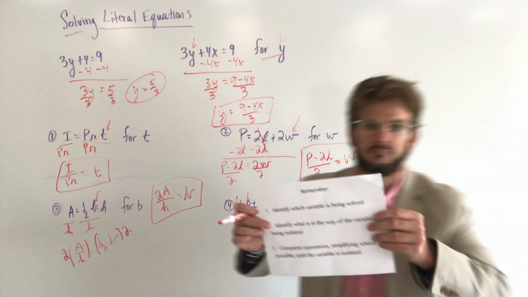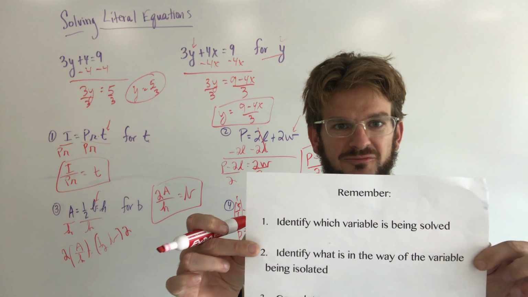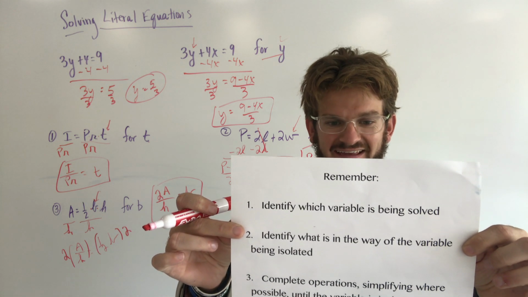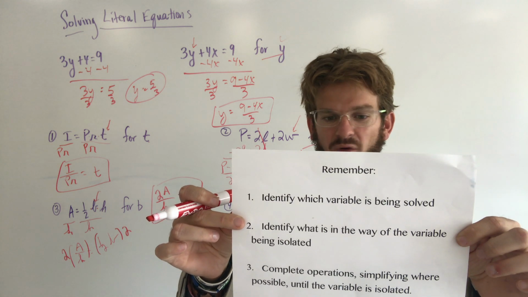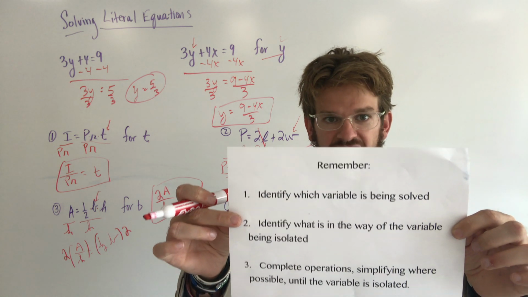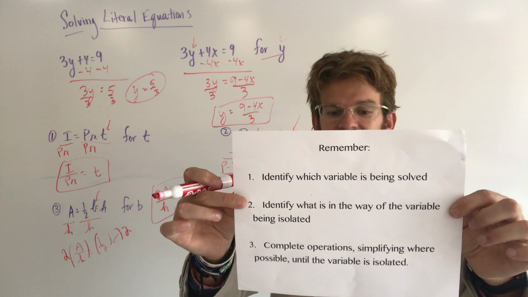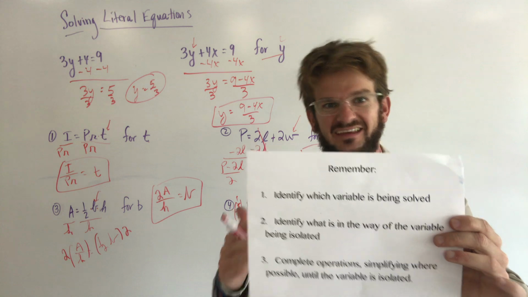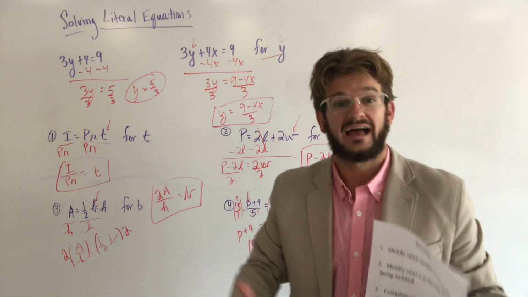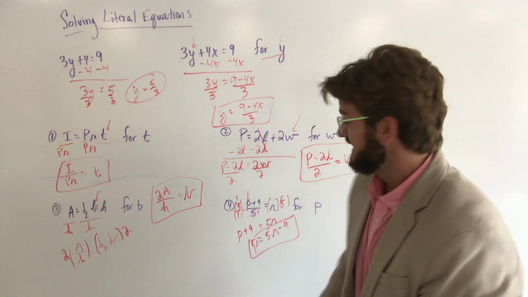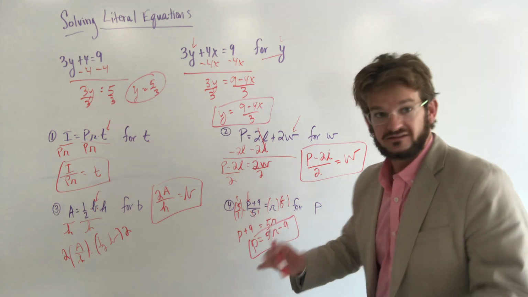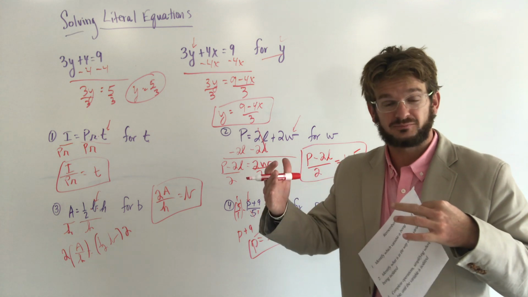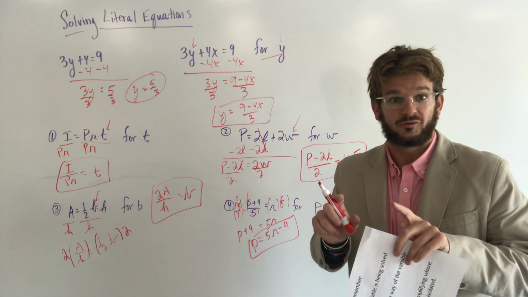If there's things to remember, here they are. The first one is identify the variable that's being solved for. The second one, identify what is in the way of it being by itself. And the last one is complete the operations, doing it to both sides, simplifying it down, and knowing that our answers probably will have multiple variables in them. And again, we're talking about the same relationship between the two or three variables within the same relationship, equivalent expressions, just rearranged in a different order based on these operations.